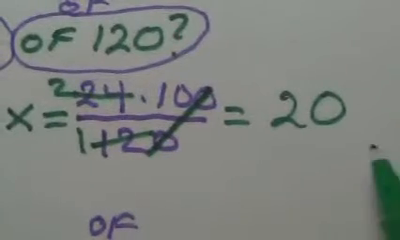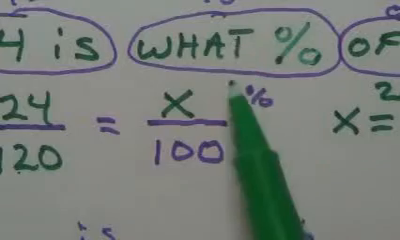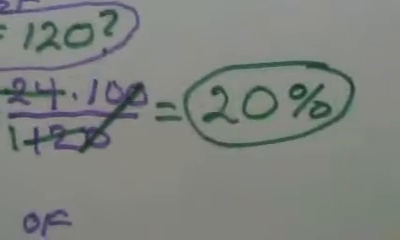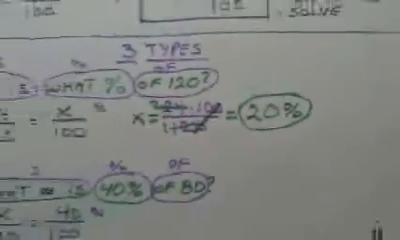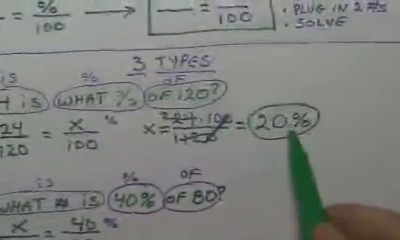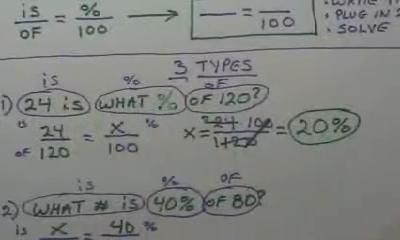The answer is 20. Now, what was I looking for? I was looking for percent. What percent? So this answer is 20. 20%. Back to the question. 24 is what percent of 120? 20%. 24 is 20% of 120. Okay, let's move on to number 2.